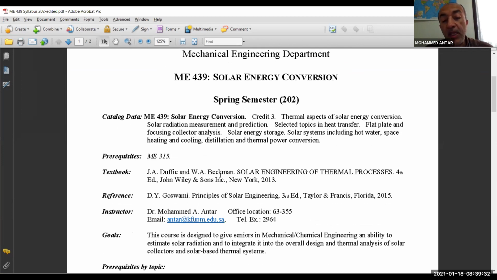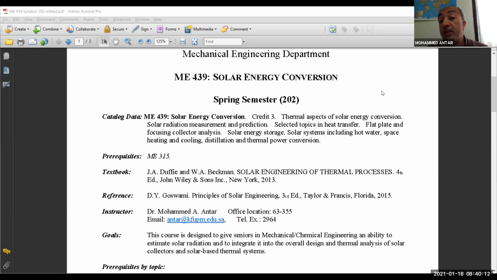It's basically to enable you, as senior mechanical and chemical engineering students, to be able to estimate the solar radiation integrated into an overall design of a thermal system. Suppose that I need to do some water heating, which is needed for space heating in buildings or for desalination purposes. Or you might need to heat the air, and heating the air can be done for space heating as well. You need to have hot air in winter times, especially in the cold climates of the kingdom that can be seen in the north as well as in the south.